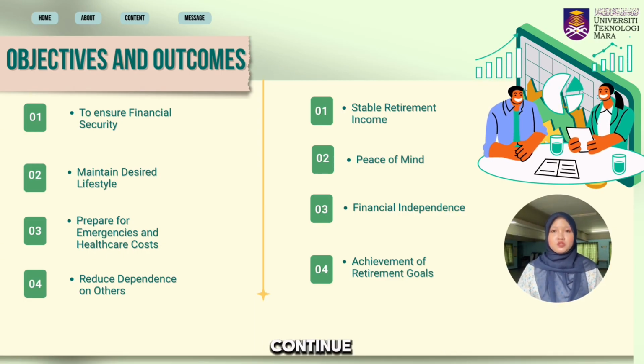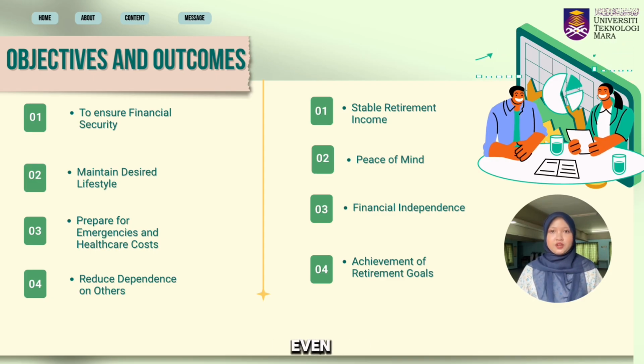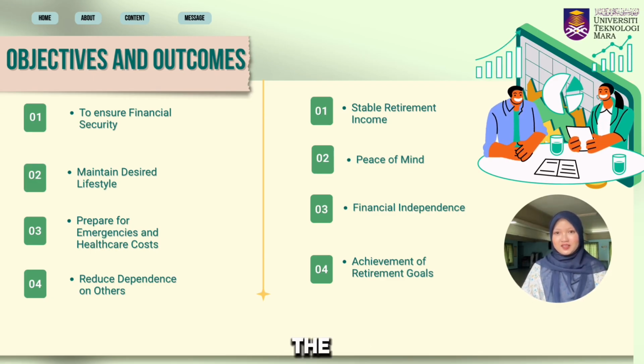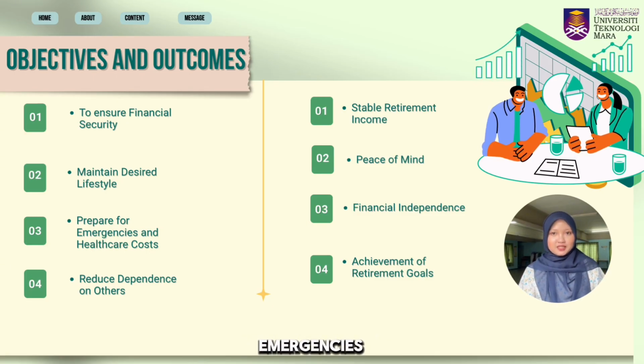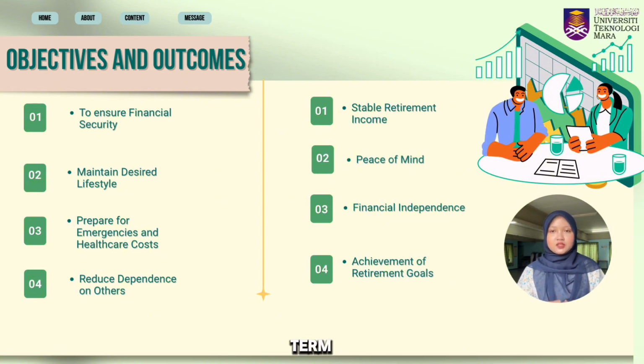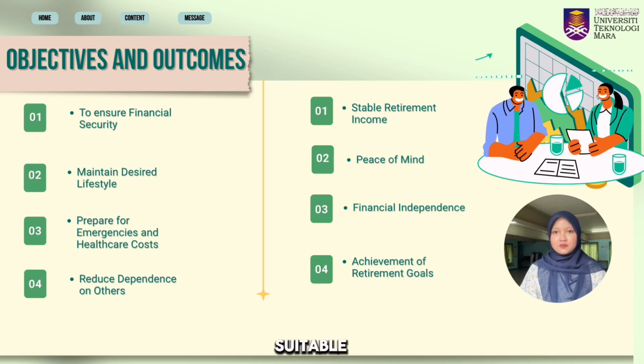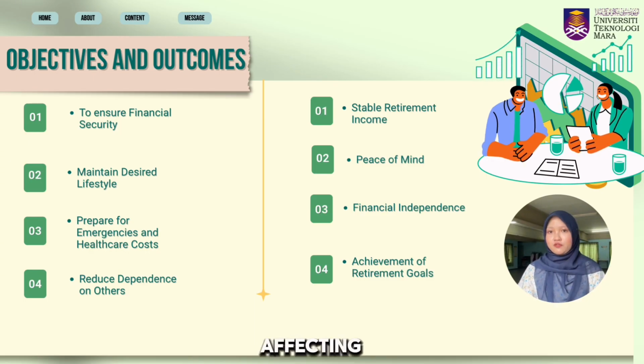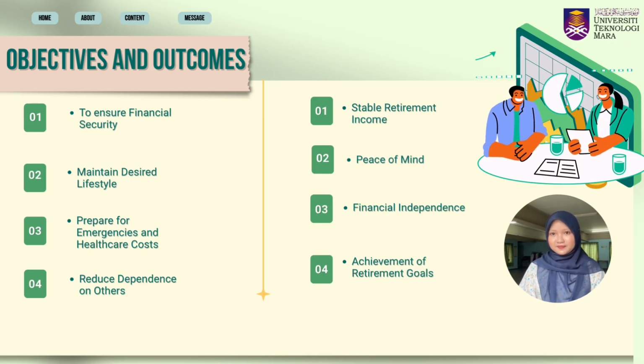Most people want to continue enjoying activities such as traveling, spending time with family, exploring passions, or living comfortably. By planning and investing early, we can maintain the same standard of living even after we stop working. The third objective is to prepare for emergencies and healthcare costs. As we grow older, medical expenses usually increase because of health conditions, treatments, or long-term care. Having retirement savings and suitable investments provides a financial cushion to handle unexpected emergencies without affecting our quality of life.